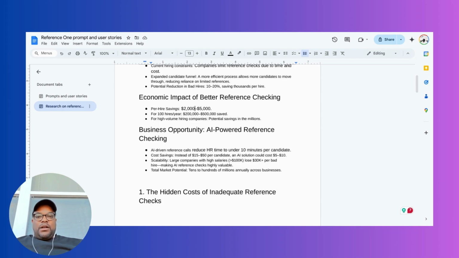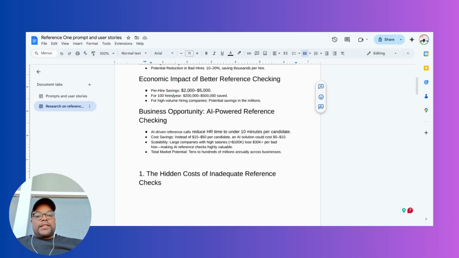if you calculate the probability of that. But if you add that into 100 hires per year for a larger enterprise, all of a sudden you're talking about 200,000 to 500,000 saved just by doing reference checks. So that's kind of the business opportunity.